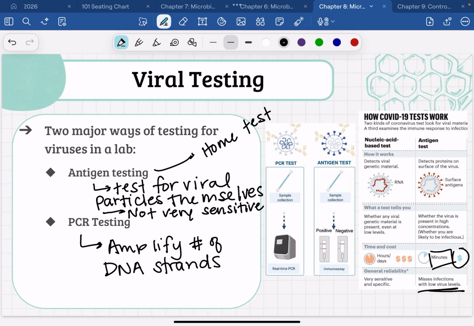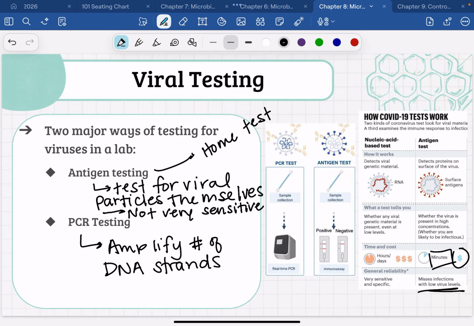PCR testing will pick up an infection if you have 1 viral particle. If there is one, not even 1 viral particle, if there's 1 piece of DNA in that sample, it will amplify millions of times and it will test positive. Okay? And this does require special machinery, not just to do the PCR, but to do the analysis of the PCR, because you can't just put it on a card and look for 2 lines, right? It's much more complicated than that.